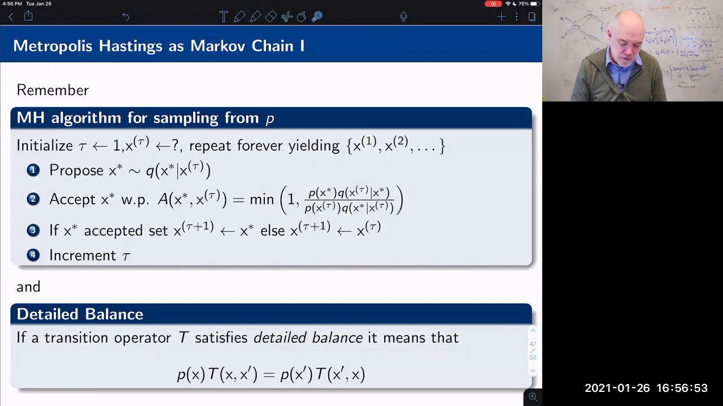Okay, so what's the transition operator? The transition operator of Metropolis Hastings is stay the same with some probability and change with some probability. This is the change probability, right?